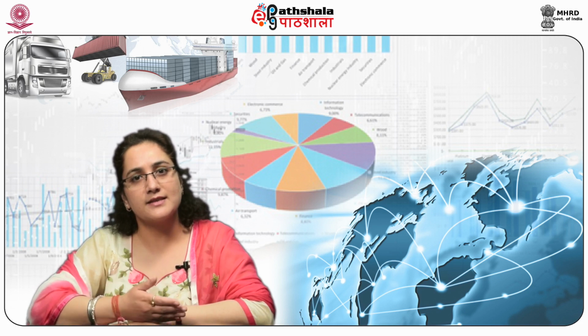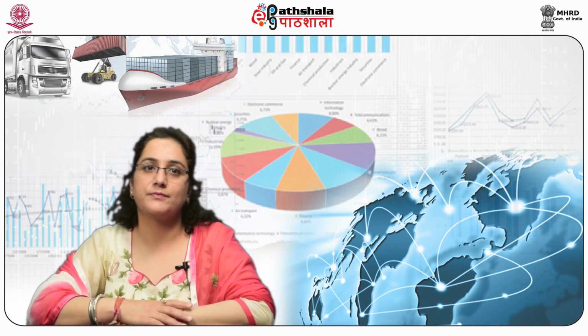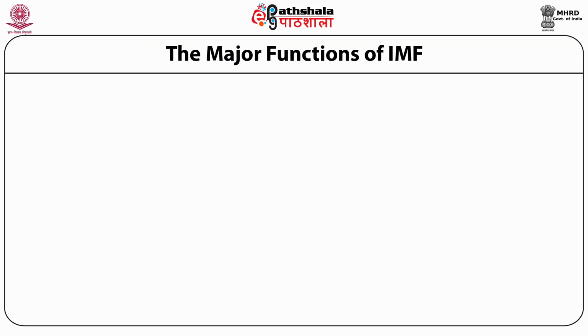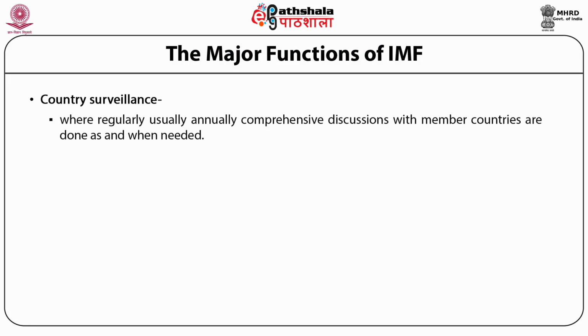The surveillance is carried out at 3 levels. The International Monetary Fund carries out surveillance at 3 levels. First is country surveillance, where comprehensive discussions with the member countries are usually held annually, as and when needed. This consultation is known as Article 4 consultation.